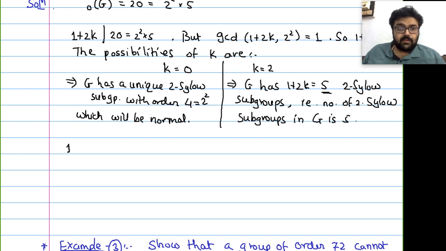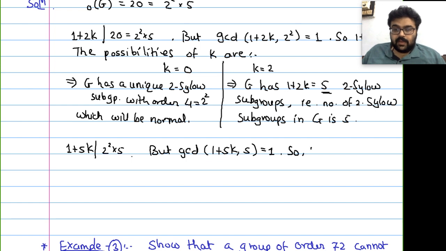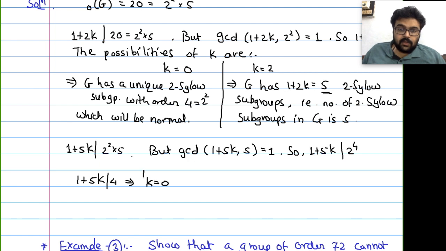Now consider the number of 5 Sylow subgroups. 1 plus 5k divides 2 square into 5. But as argued earlier, 1 plus 5k does not divide 5, because the GCD of 1 plus 5k and 5 is 1, and so 1 plus 5k divides 2 square. 1 plus 5k divides 4. This implies k must be 0. This is the only possibility: k equals 0, 1 plus 5k is 1, and 1 divides 4.